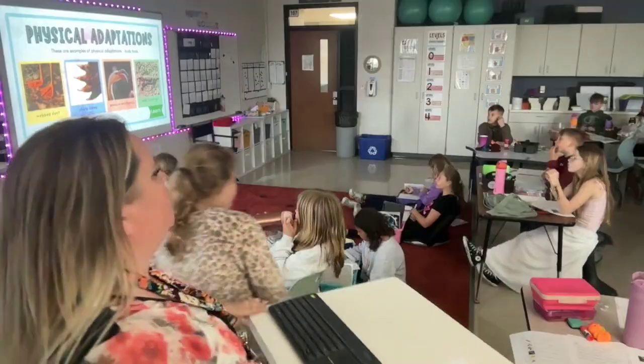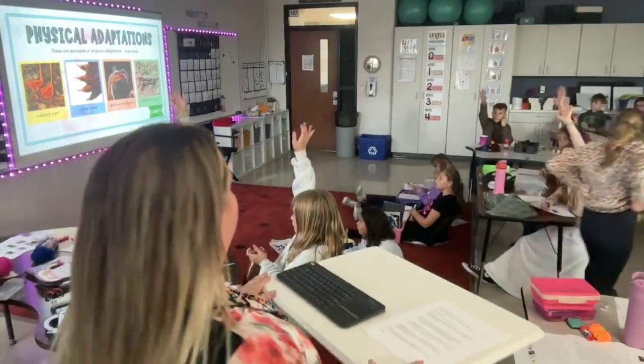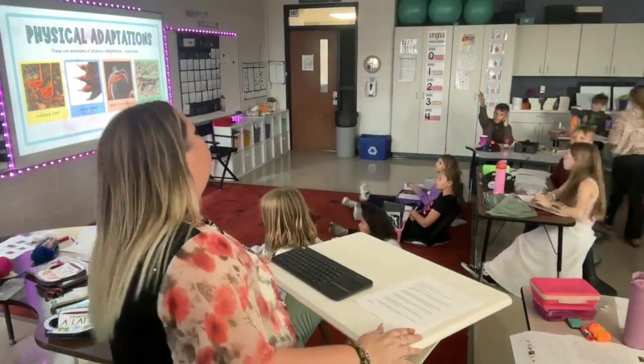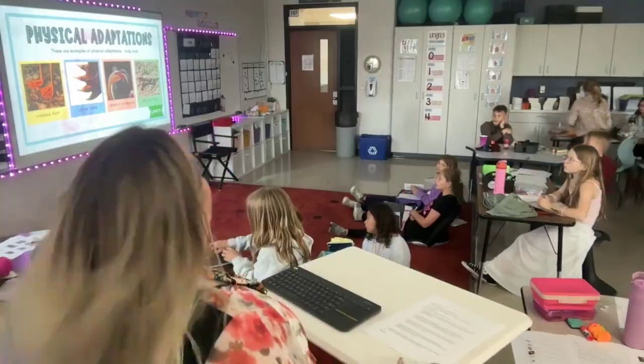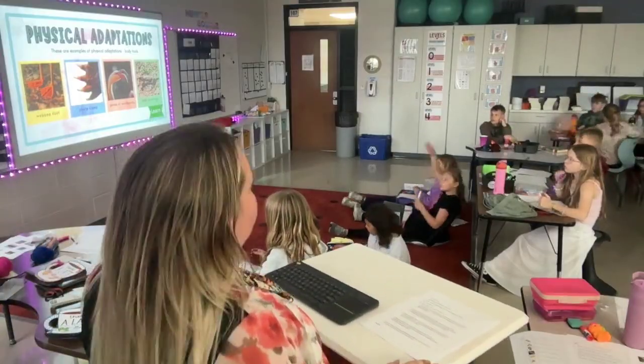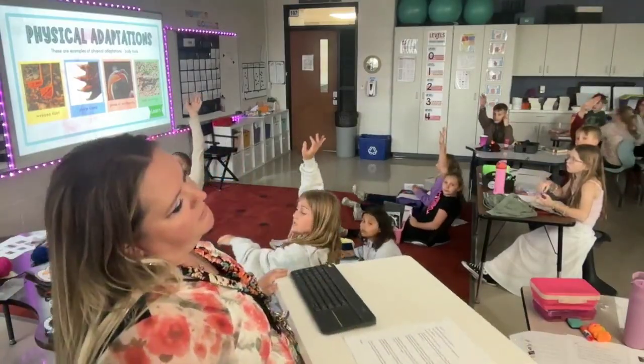Here are some examples of physical adaptations, or their body tools. Some birds have webbed feet. Does anyone know what webbed feet help with? Isaac? Swimming. Yep. Helps them be faster in the water. Now, sharp claws. Many different animals have sharp claws.